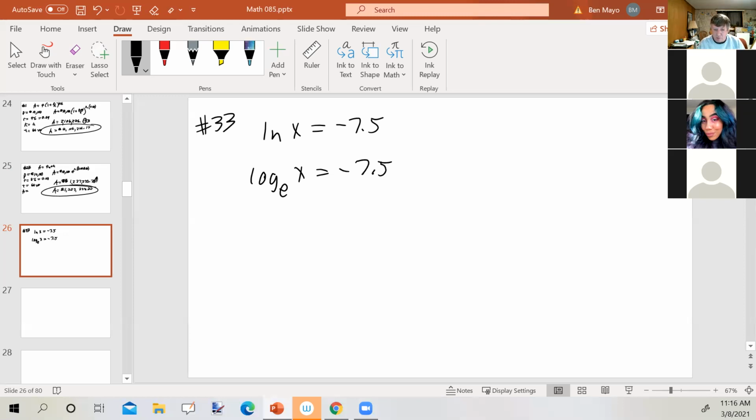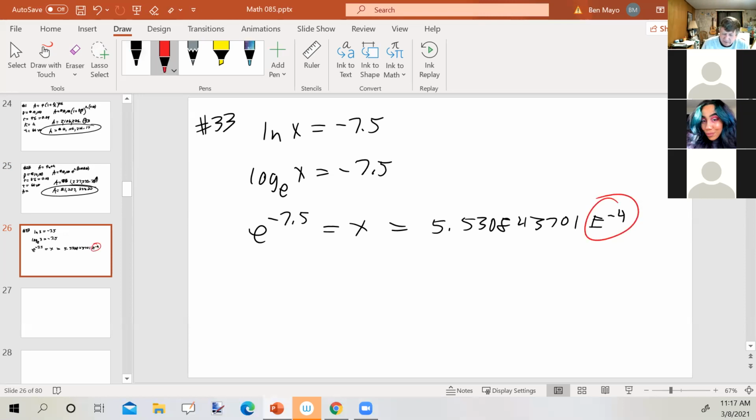If I take this logarithmic equation and change it into an exponential equation, I get e to the -7.5 equals x. And if I put e to the -7.5 into my calculator, I get 5.530843701 e -4. Now, what does that mean? That means times 10 to the -4 power.